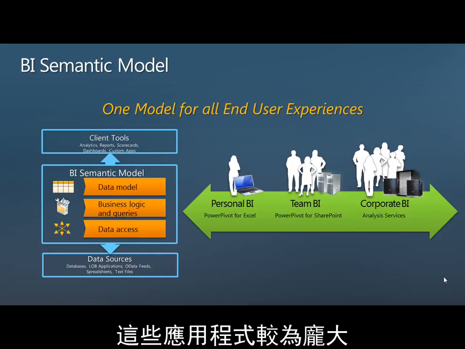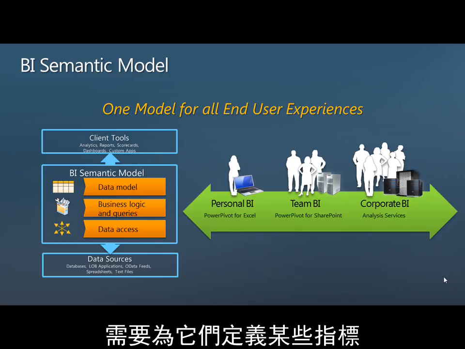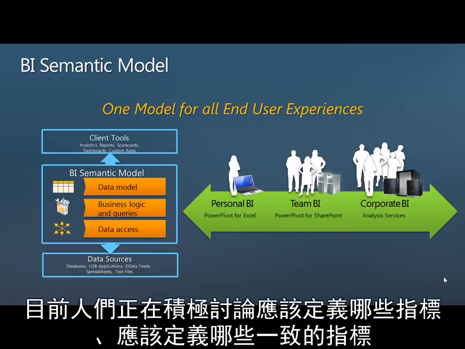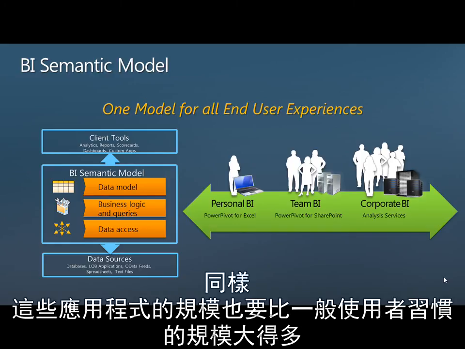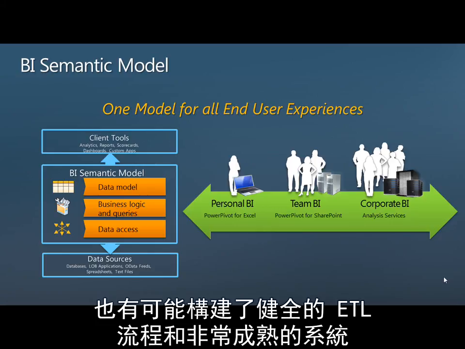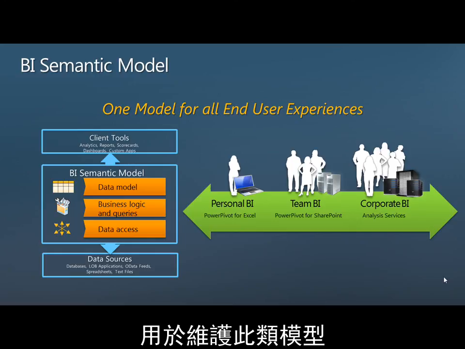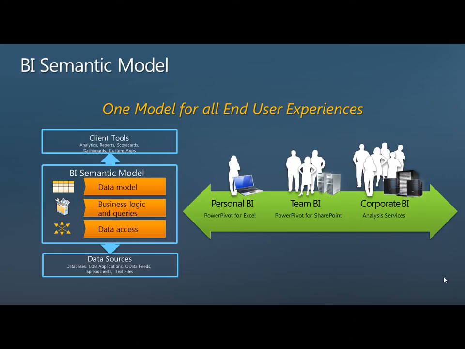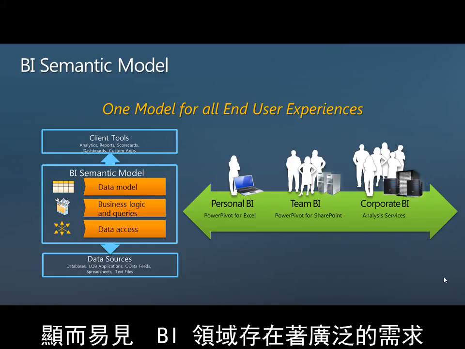These are the big ones. These are the ones where there was some excitement about the discussions of what metrics should be defined and what should be the consistent definition of them. Any changes to these are well controlled. Likely the scale here is a lot larger than what end users are used to. And there's probably a robust ETL pipeline and a very mature system that has been built to care for such models. So you can see that there is a wide range of needs on the BI spectrum.